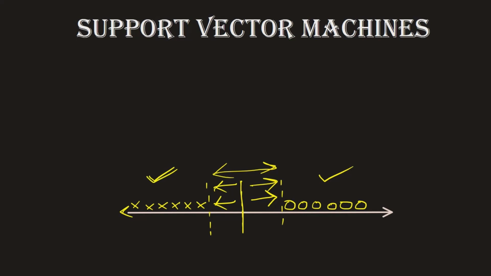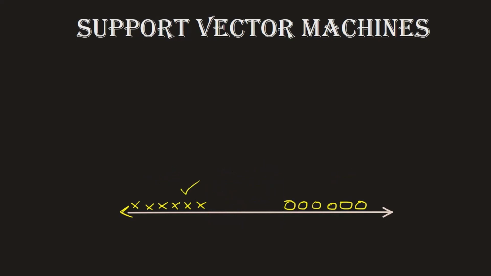But let's imagine a different situation here. Let's say you have one outlier from this class at, let's say, this point over here. In that case, if we go by the basic approach of the SVM algorithm, it will draw the boundary over here, and the margin will be extremely small, something like this. And this will be the total margin that the algorithm will draw for us.